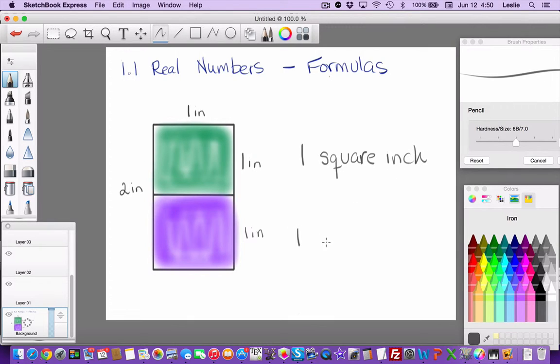Here I have another 1 square inch. So the area inside this rectangle is the sum of these, which is 2 square inches. You'll be pleased to know there's a way to write this in an abbreviated form. For now, we're going to use SQ for square, IN for inches, 2 square inches.